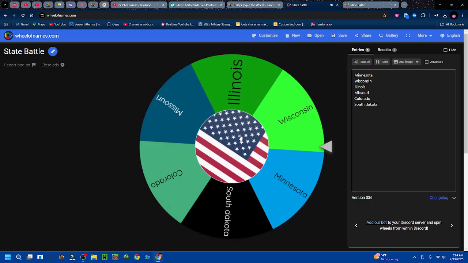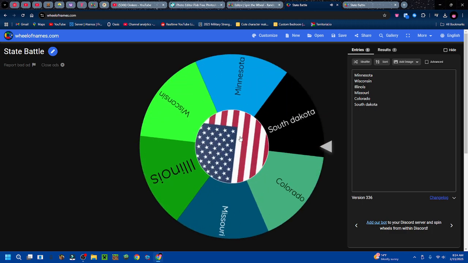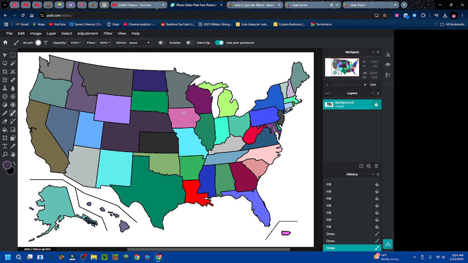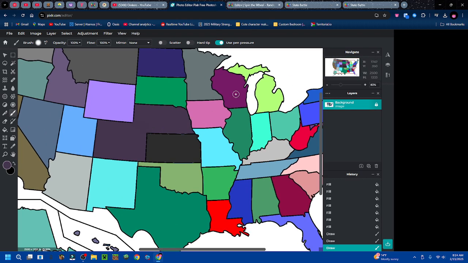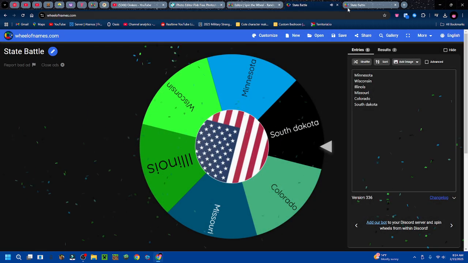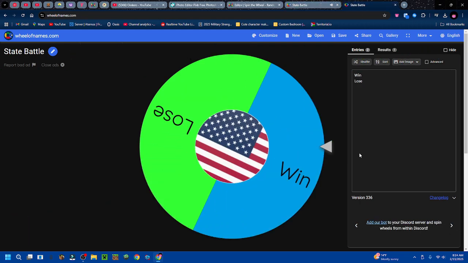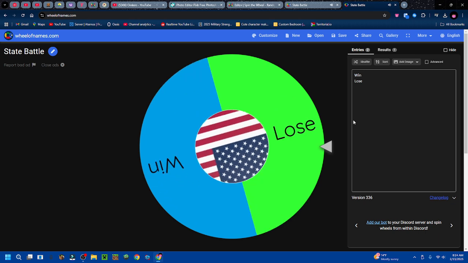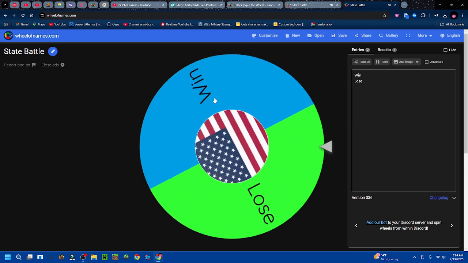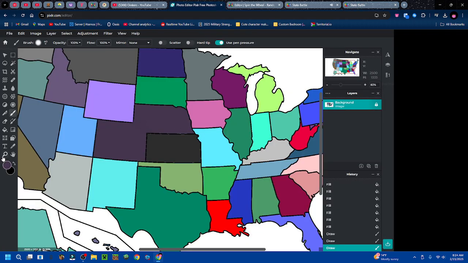Bam. It's gonna be South Dakota. I see, we're trying to make the worst borders possible. Okay. But we're gonna be doing South Dakota. They both have equal chances. Will they win? No, they're gonna lose to South Dakota. Alright.